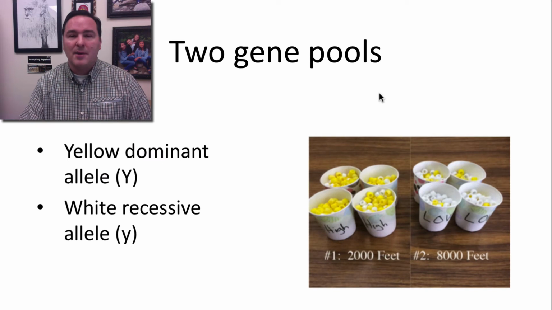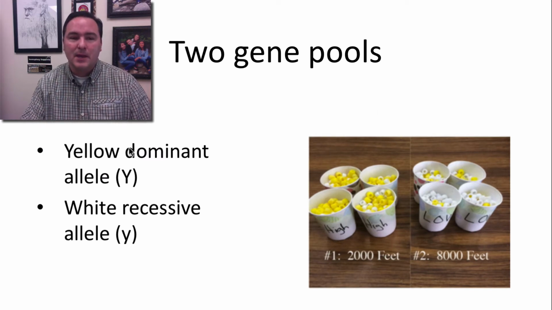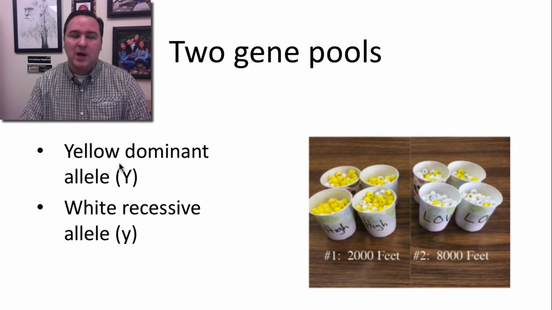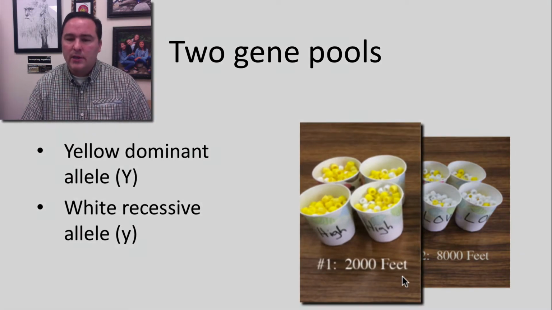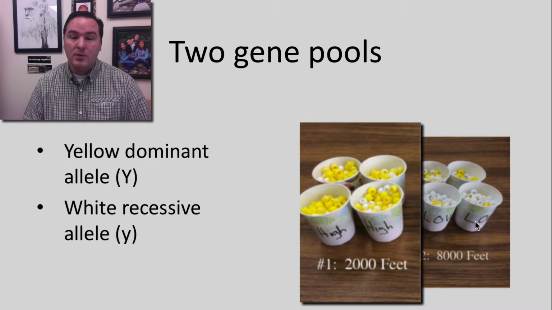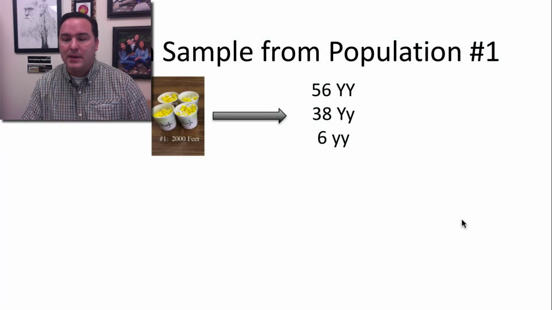To represent our flowers, we're actually going to use beads. The yellow dominant allele, which is represented by a yellow bead, we're going to also refer to with a big Y. The white recessive allele is a little y. As you look into these two populations, you can quickly see that population 1 looks like it has a lot more yellow beads than white beads. And as we look into population 2, it looks like there are a lot more white beads than yellow beads.